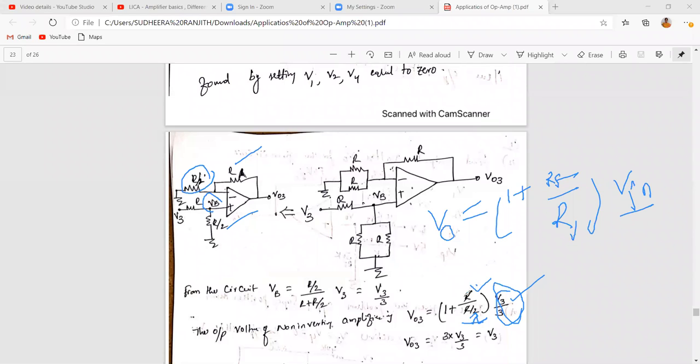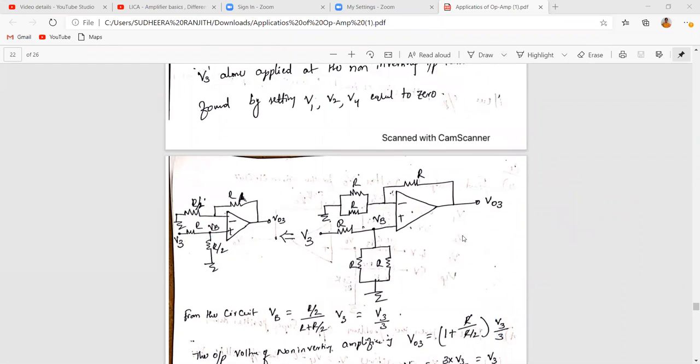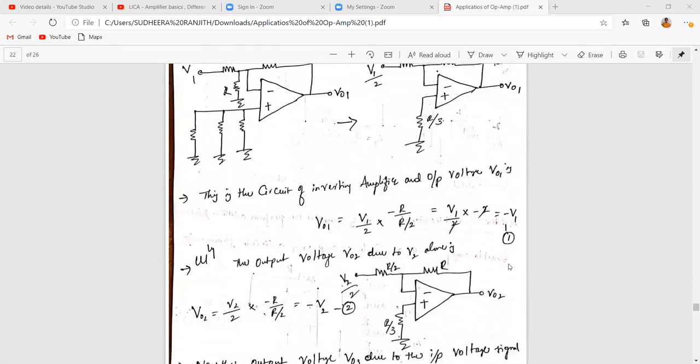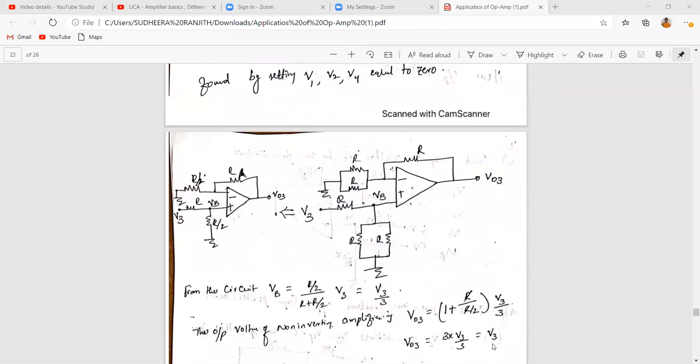This equivalent value becomes 2 plus 1, which is 3. 3 into V3 by 3 gets cancelled. So V03 equals V3. So what is V01? Minus V1. What is V02? Minus V2. What is V03? V3. Right? Now, coming to the last case.